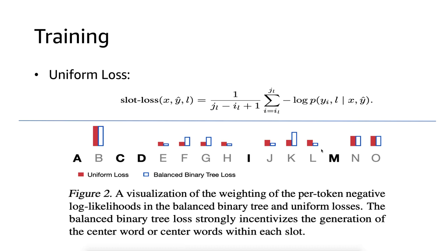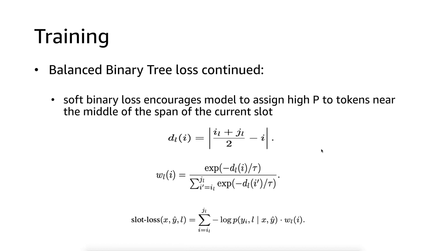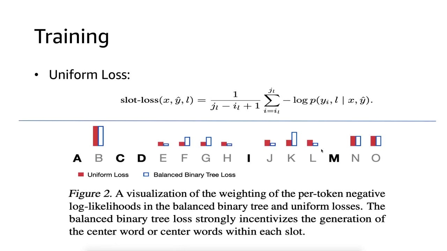This gives us a nice segue into the next loss, which is the uniform loss, where you don't want to make such a distinction. You don't want to make a distinction between the word in the center or words towards the peripheries. So instead of multiplying the sum of the negative log likelihoods in the last equation with a weight associated with every word, you will simply take a mean of all the words in the span. That is the only difference between the binary tree loss and the uniform loss. And this is a visualization of how the weights associated with tokens change with one loss as opposed to the other.